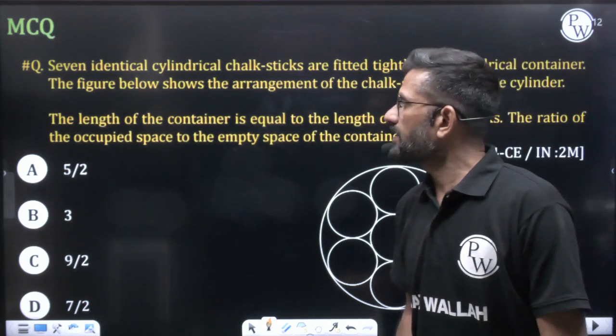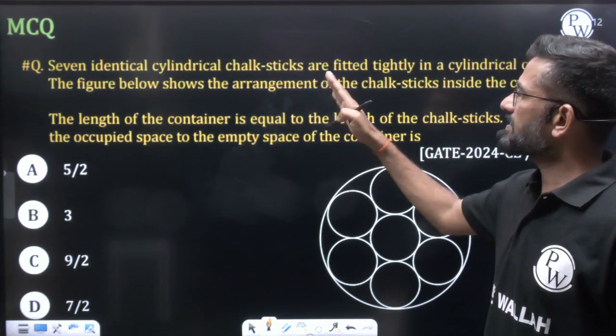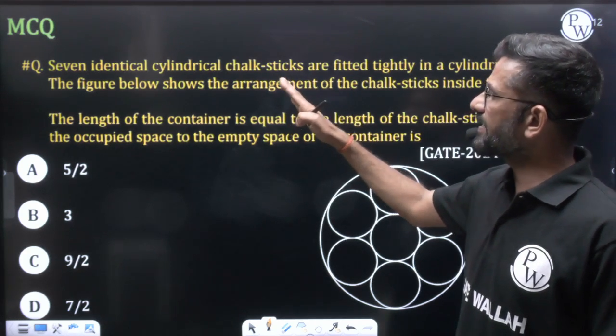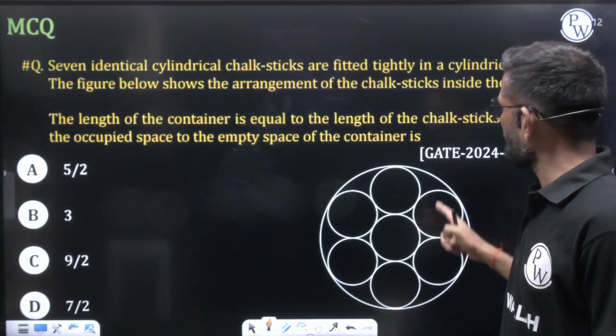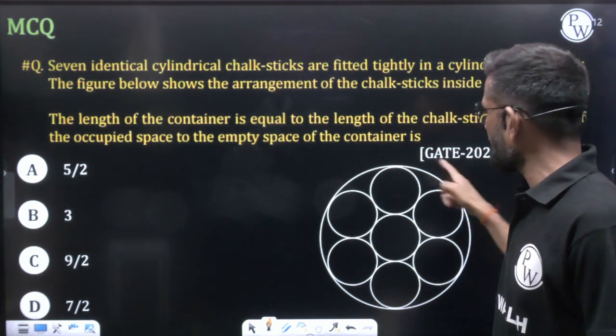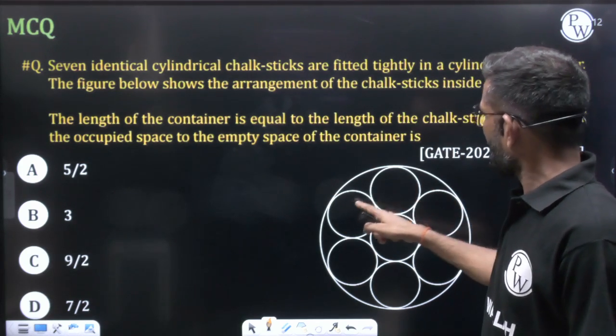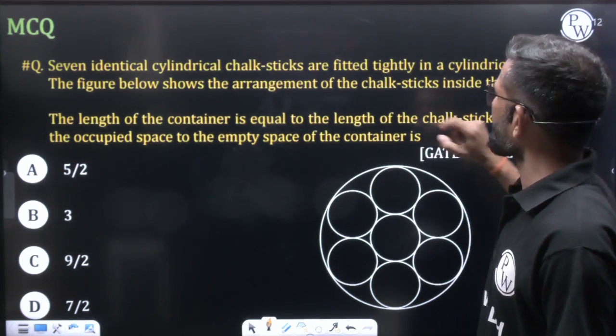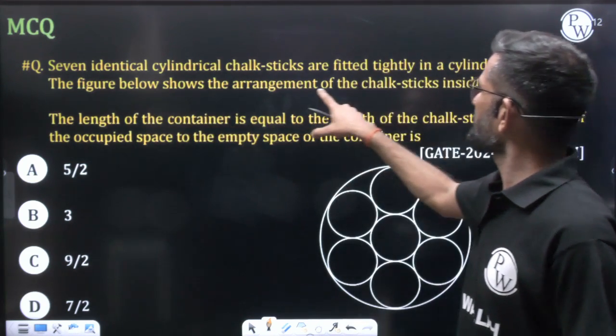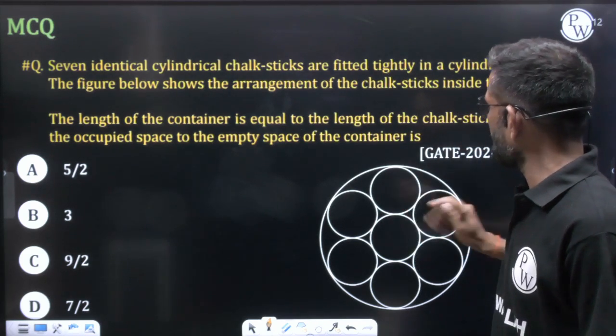The question over here says seven identical cylindrical chalk sticks are fitted tightly in a cylindrical container. So this is a cylindrical container from the top view, and there are seven identical chalk pieces which are tightly fitted in that container. The figure below shows the arrangement of the chalk sticks inside the cylinder.